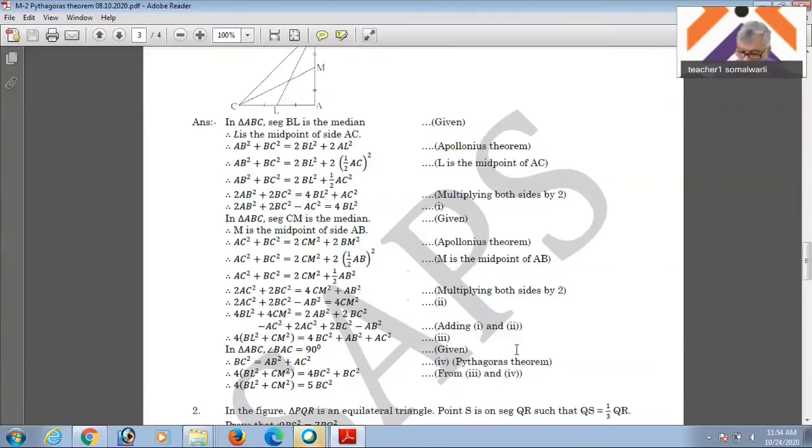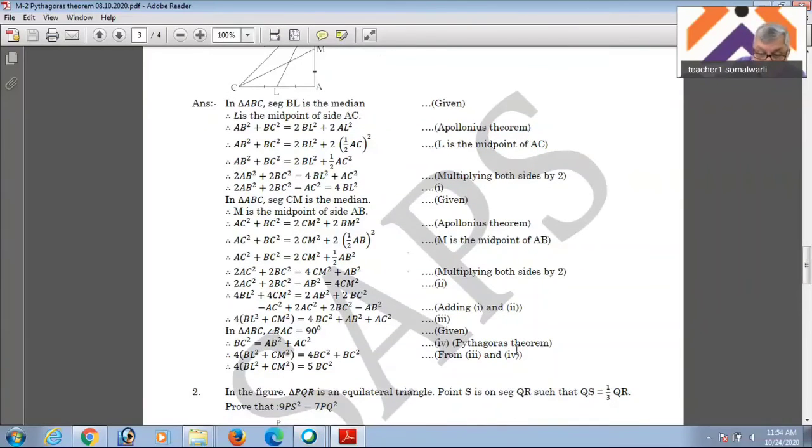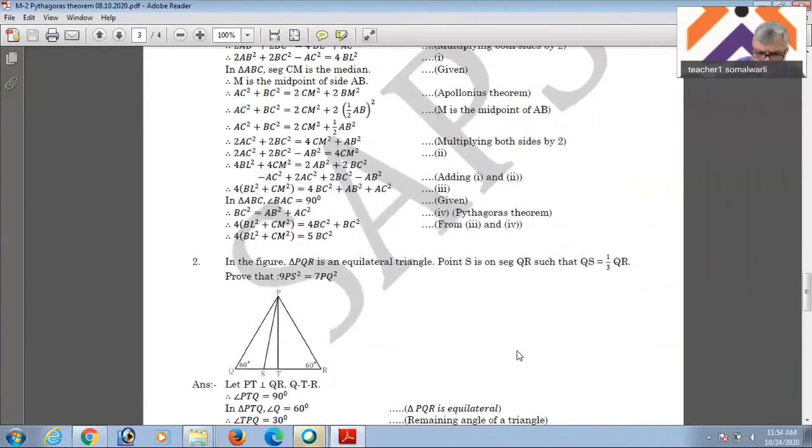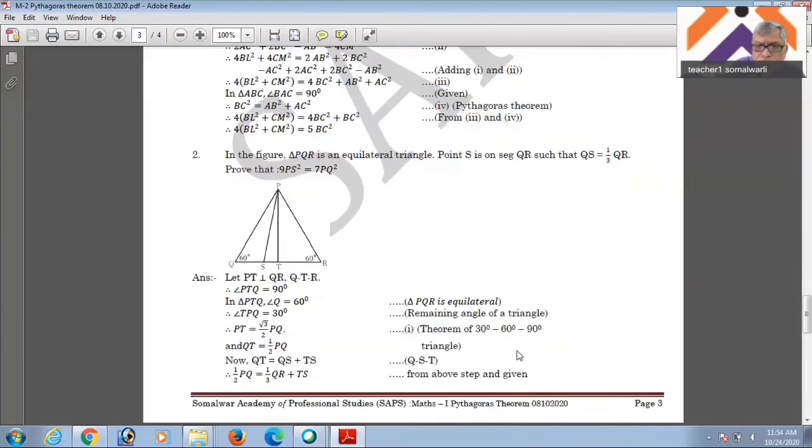Okay, now next one, the last question of the paper, that is second, and this is a good sum. In figure, triangle PQR is an equilateral triangle. Point S is on the segment QR such that QS is equal to 1 by 3 QR. QS trisect. QS is equal to 1 by 3 QR. To prove this, what we want to prove? That is 9PS square is equal to 7PQ square.